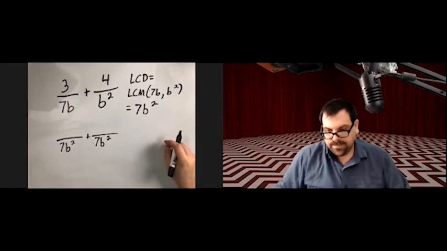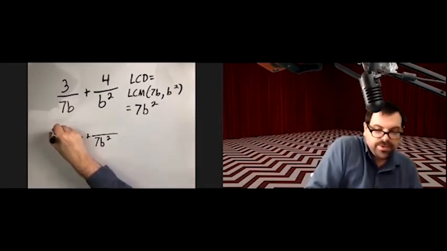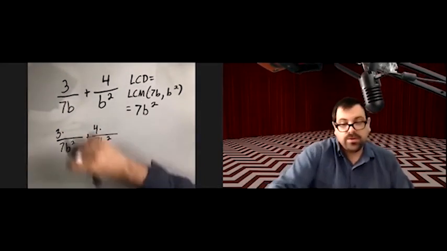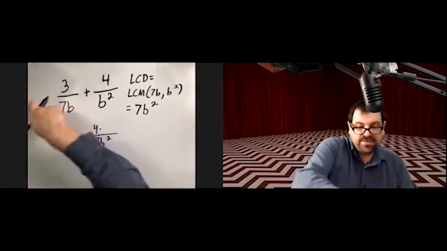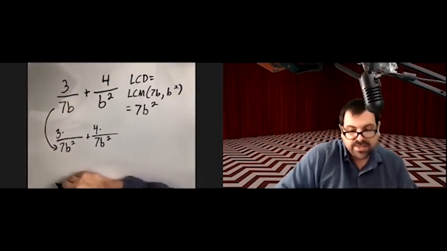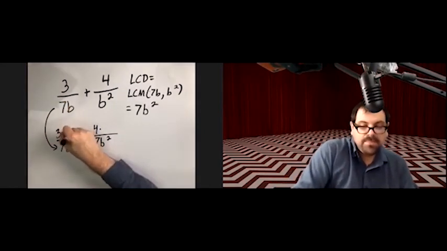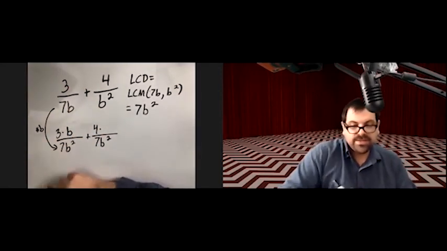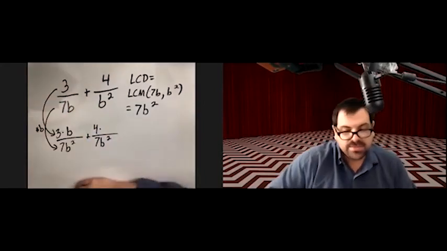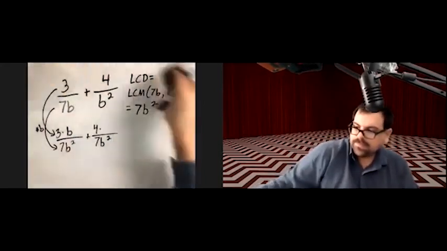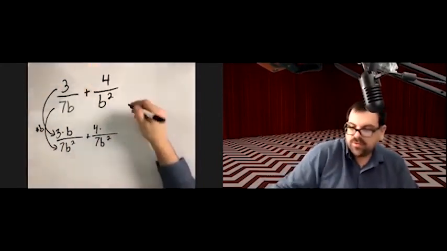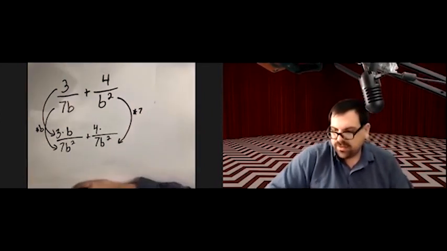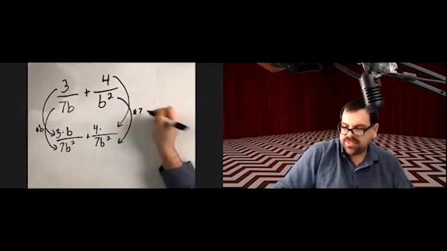denominator. Set up 3 times. Set up 4 times. 3 times what? Well, 7b times what is 7b squared? Well, 7b times b is 7b squared, so 3 times b is 3 times b. Same over here. B squared times what is 7b squared? Well, times 7. So the top would also be 4 times 7.